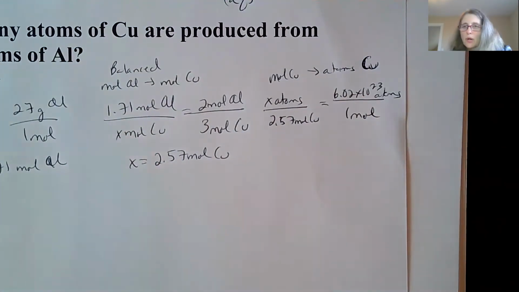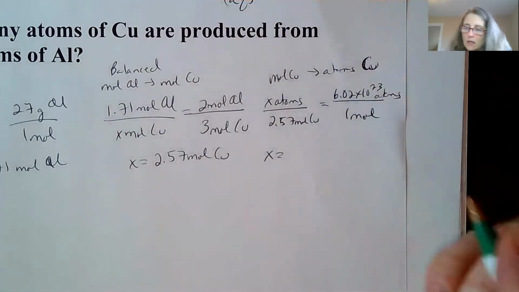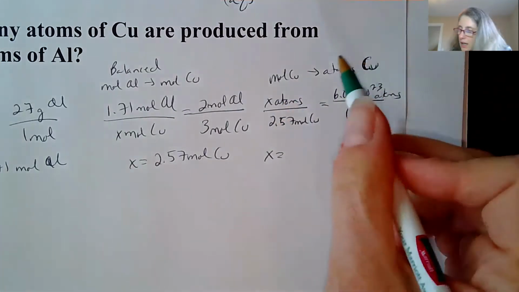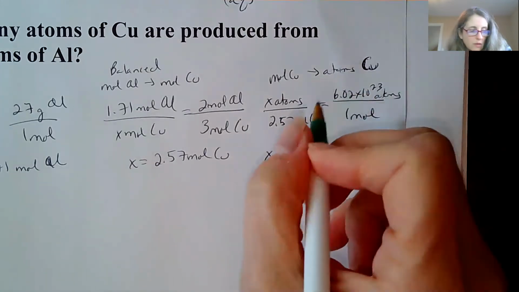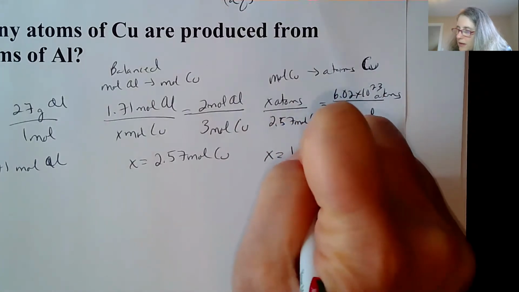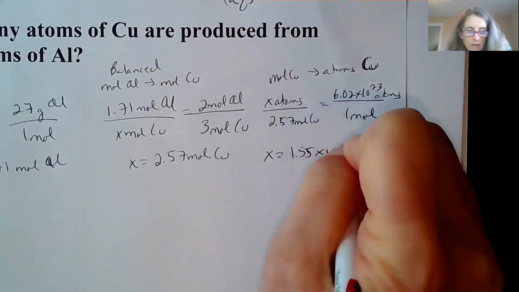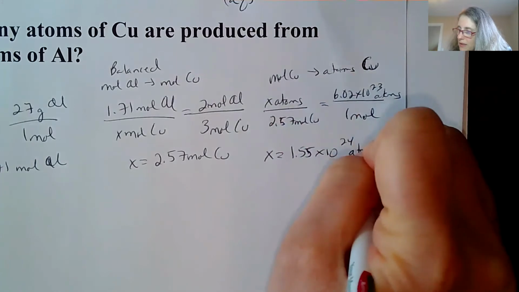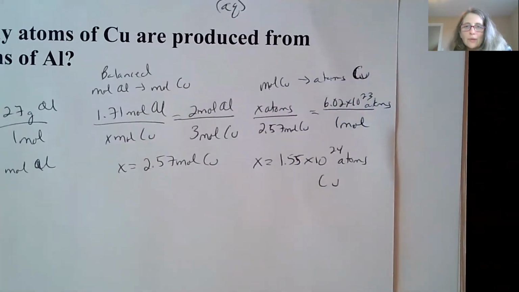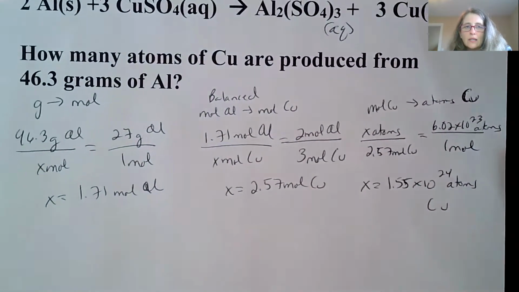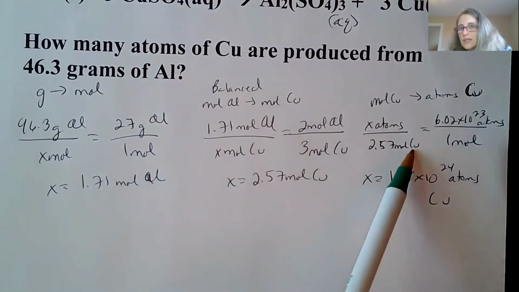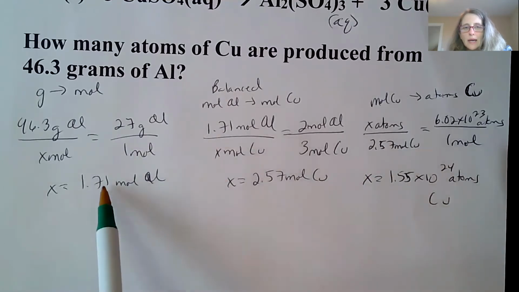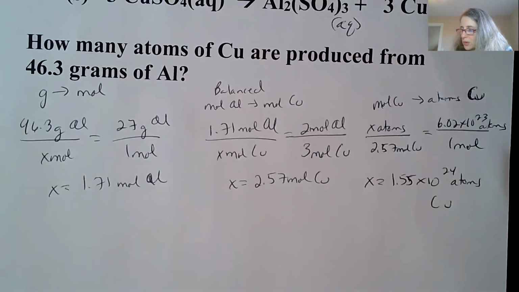So again, we're just repurposing everything we learned in unit 2. I cross multiply 2.57 times 6.02 times 10 to the 23rd, and I get around 1.55 times 10 to the 24th, and it should be a big number. Atoms of copper. So again, if I'm going from grams to particles, it's usually a 3-step problem. There are many different ways you can approach these problems, but this is with proportions.